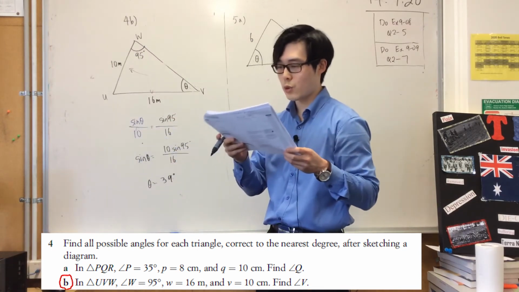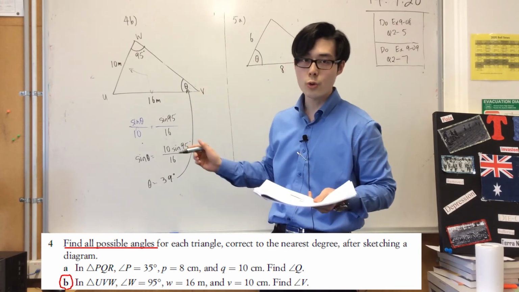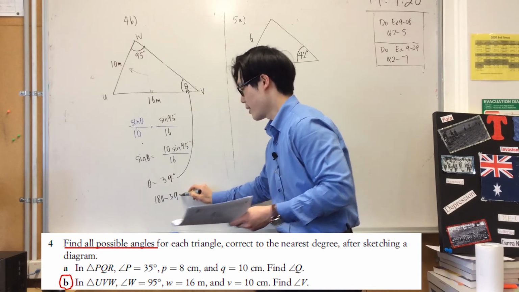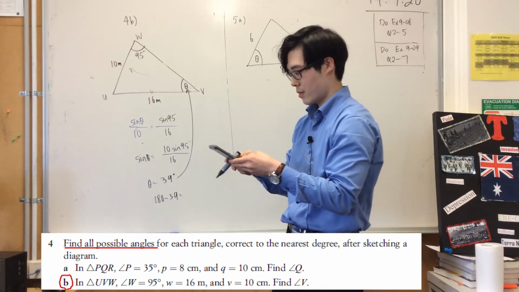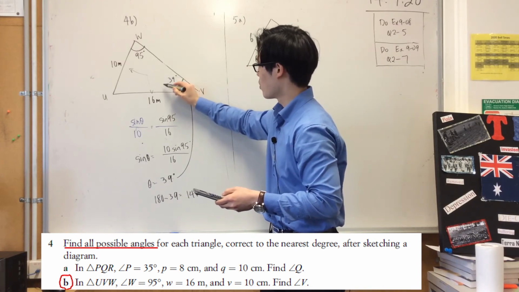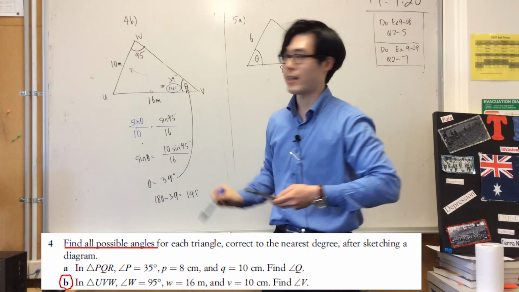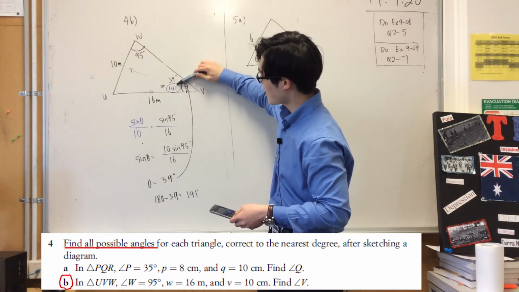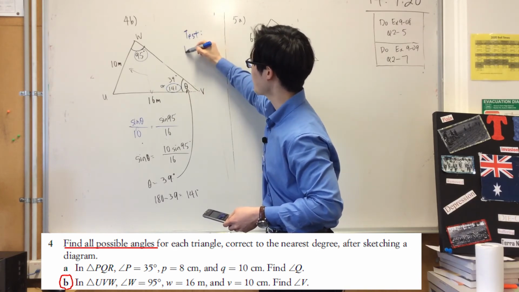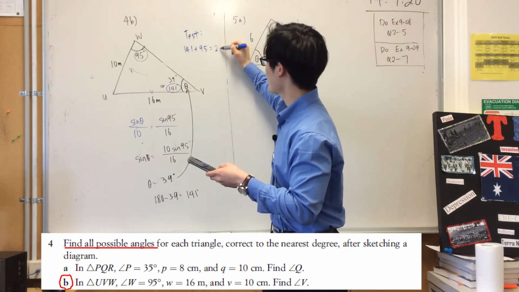But it says here, find all possible angles. So that means this is 39 degrees, but it can also be the obtuse version of that, which is 180 minus 39. Let's see if that is a possible angle. So this can be either 39 degrees or 141 degrees. We want to test to see if that is a valid answer. To know that, you get that number and add it to the other angle. So here's your test. If you do 141 plus 95, that's 236 degrees.